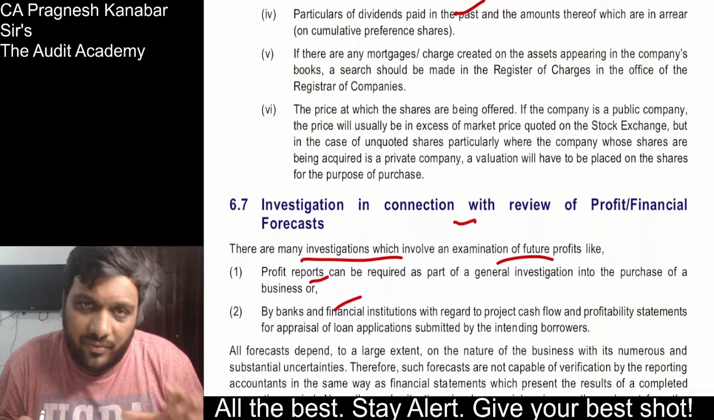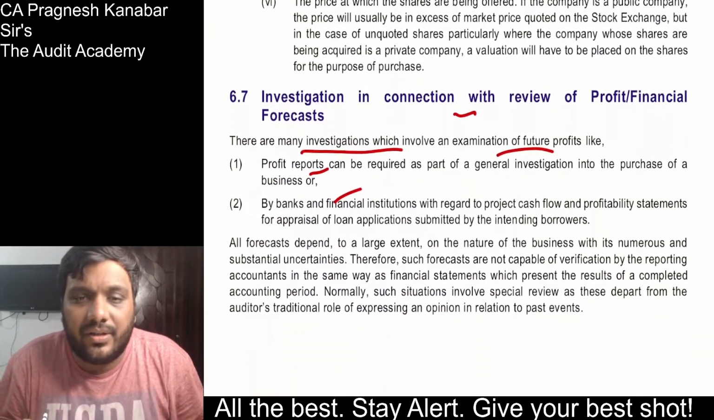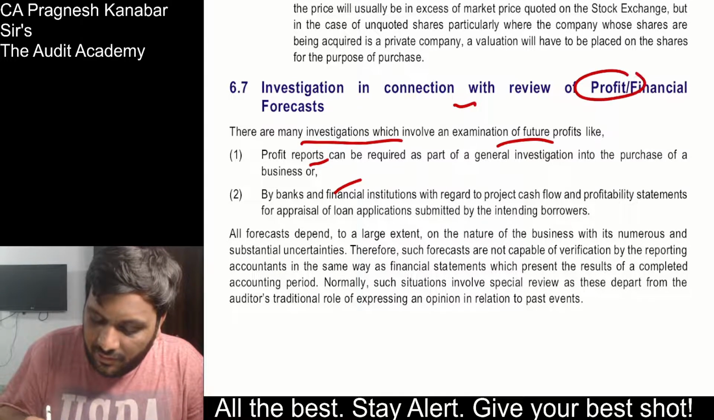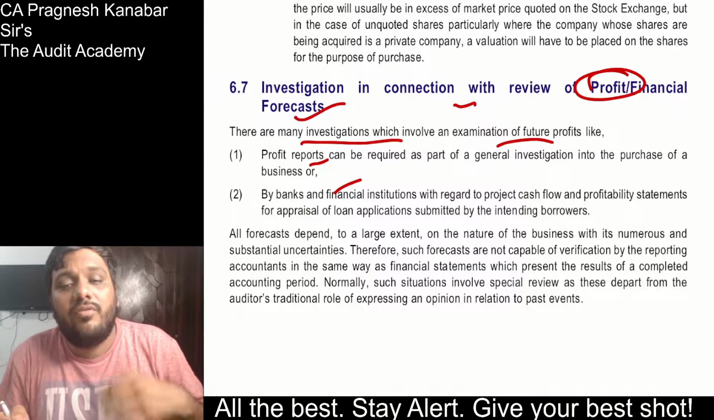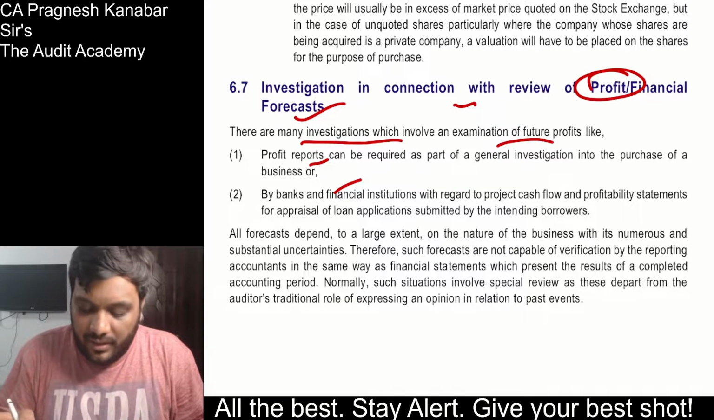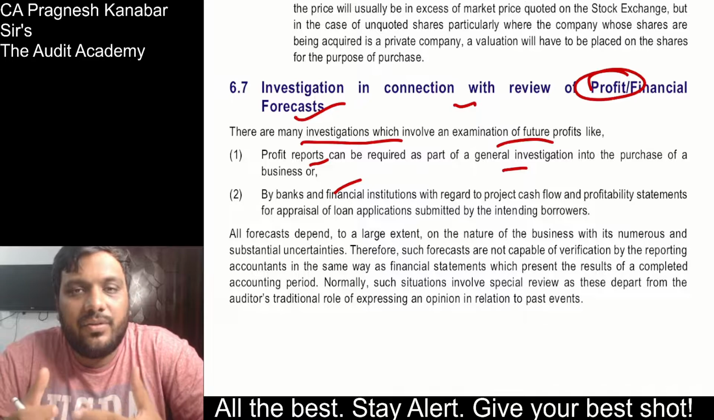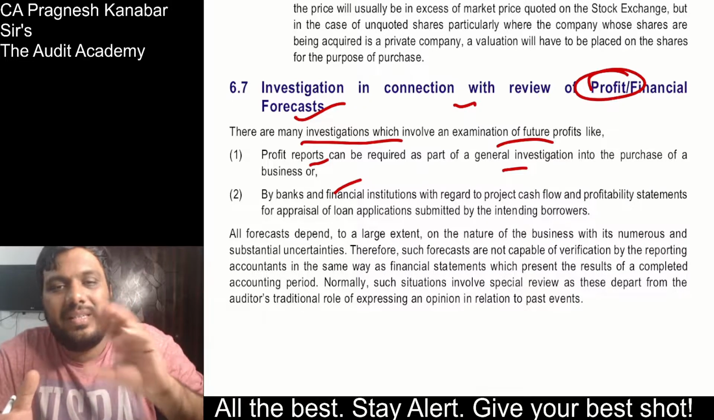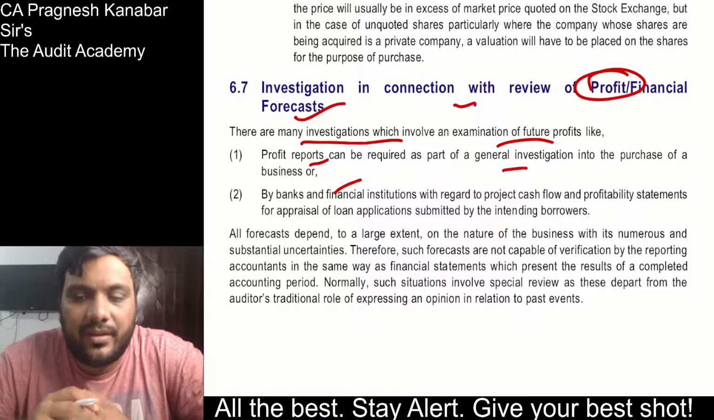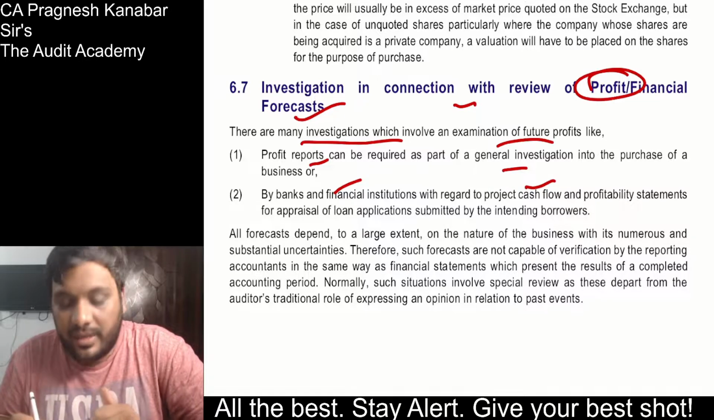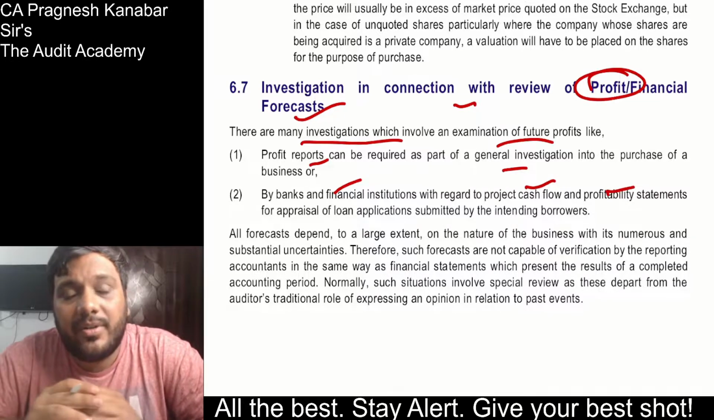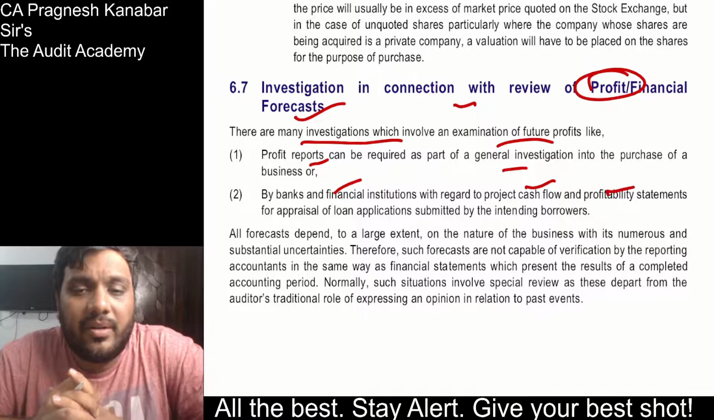All right, for developing the purchase consideration. Investigation in connection with review of profit or financial forecast. For profit or financial forecast, I'll have to go for an investigation, just as if it were a purchase of business. So basically analyze the business from start to end, and mostly I'll have to go for projected cash flow and profitability statements. So what are the expected cash flows and profitability statements?